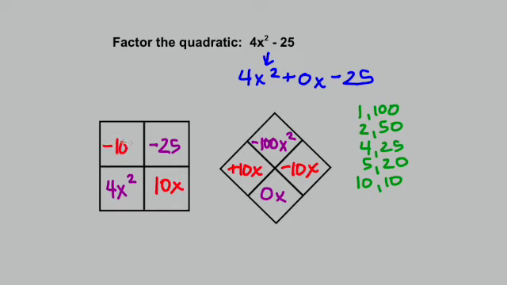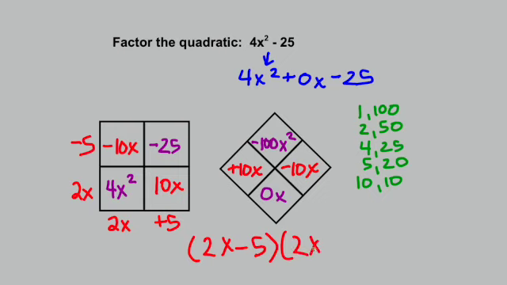And then to wrap this up, we look at these two terms here. What do they have in common? What's their greatest common factor? Well, a 2 goes into both of them, so does an x. When we say 2x times what is 4x squared? Well, that would also be a 2x. Then 2x times positive 5 gives us that positive 10x, and 2x times negative 5 gives us negative 10x. Therefore, our answer is (2x minus 5)(2x plus 5).